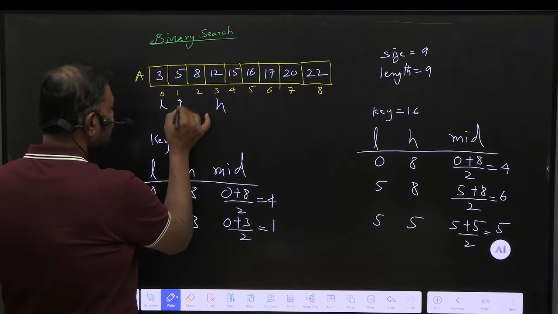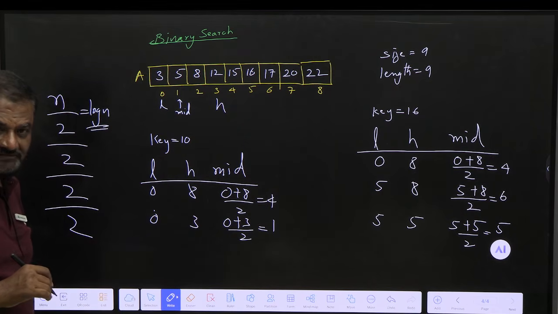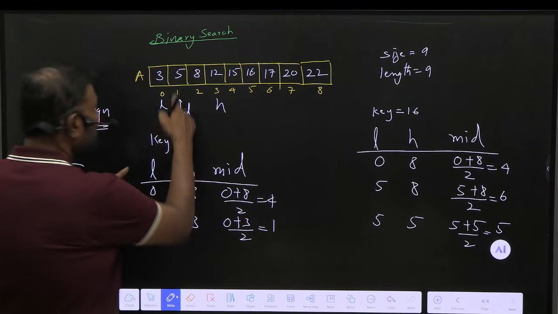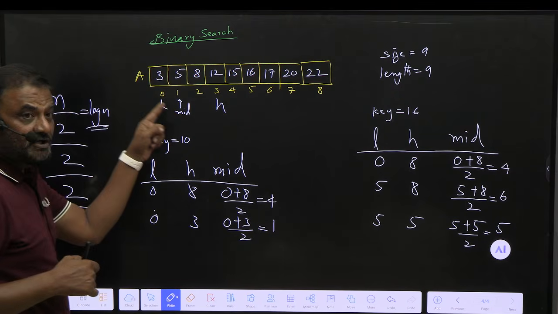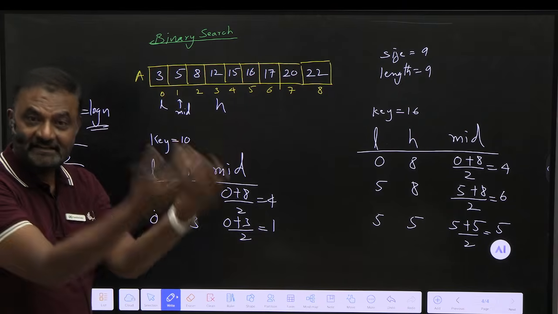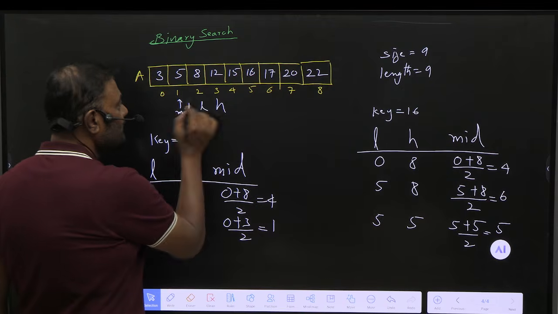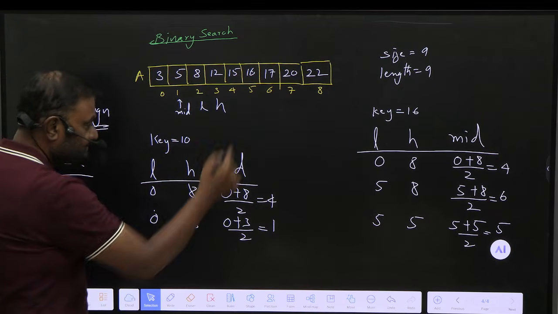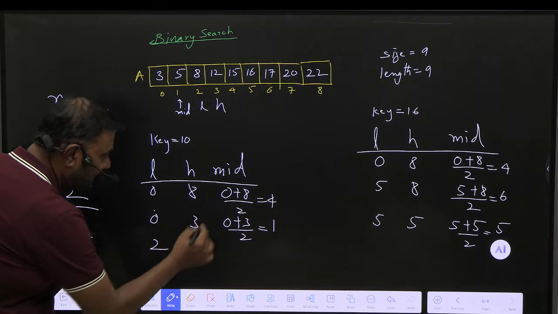Mid is 1. Now check, is it the element that you are searching? No. You are searching for 10, but this is 5. So 10 is greater than this one. So you should search on which side? Right hand side. So move low to mid plus 1. So low will change to 2 and high remains 3.